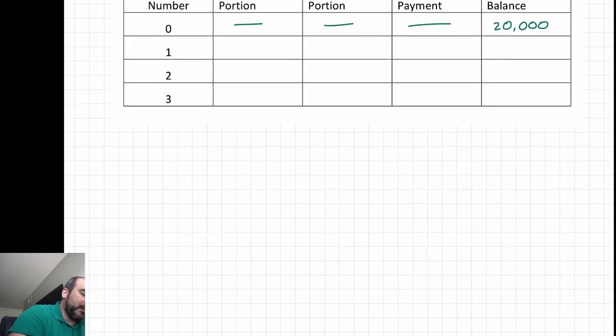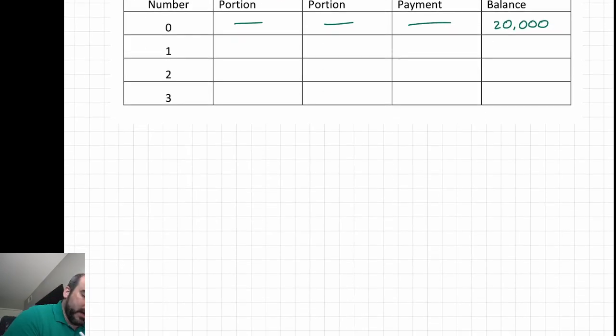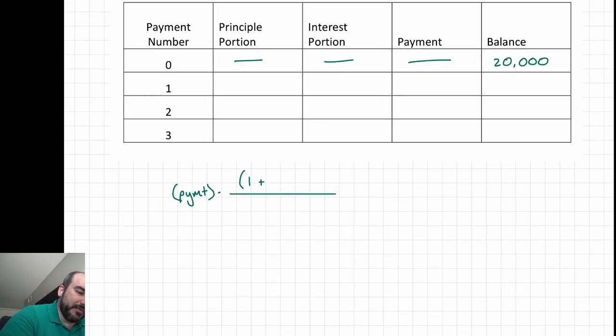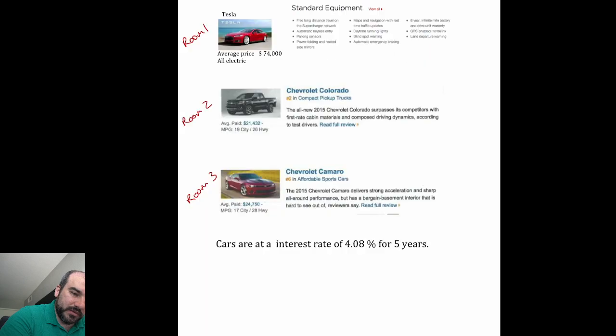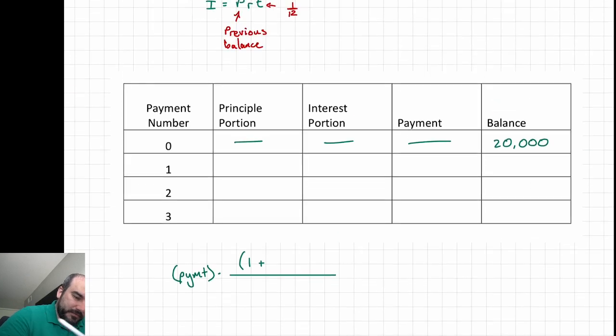So we're going to start setting up that formula. Payment times this fraction of 1 plus... since we said this was a car, let me copy these down as well. Was it the 4.08% for 5 years? So let me write that down over here.